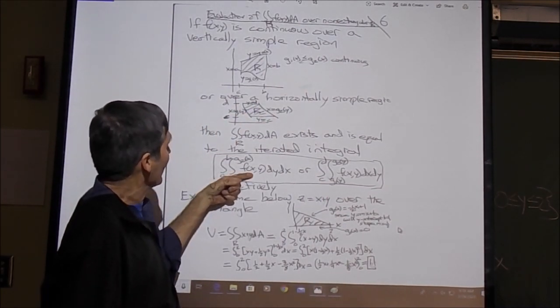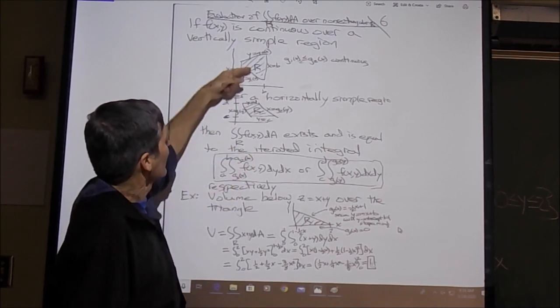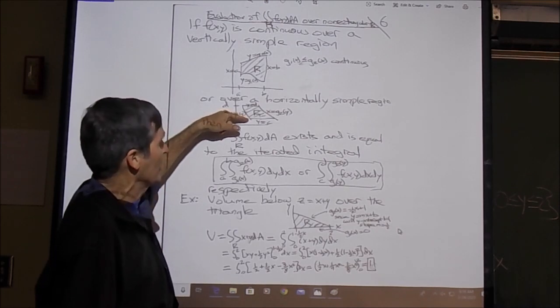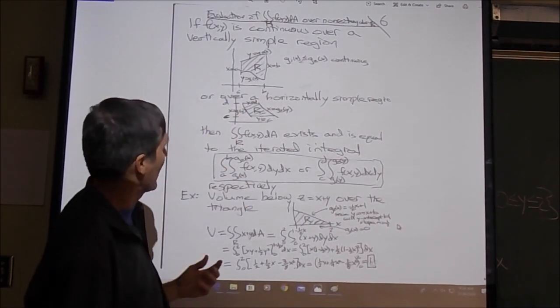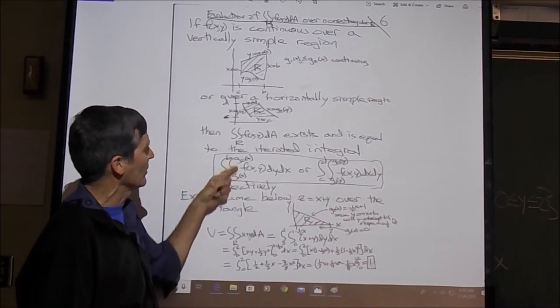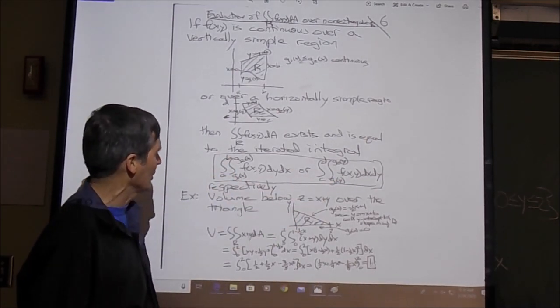And the theorem says that for these vertically simple and horizontally simple regions, the double integral exists, the volume under the surface exists over this non-rectangular region, and it's these kinds of iterated integrals where the inside integrals are functions of x or y, respectively.